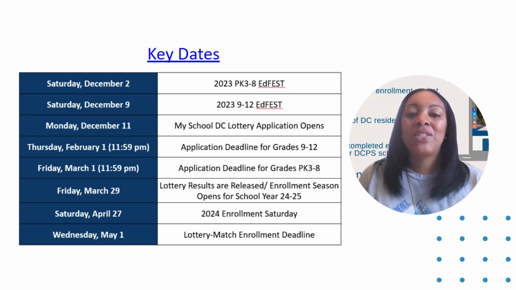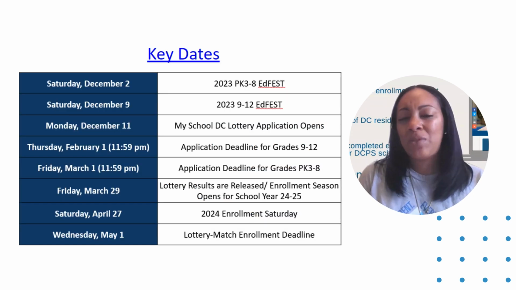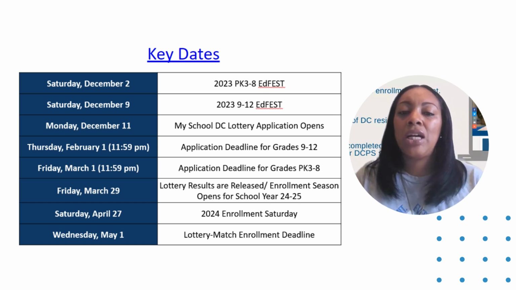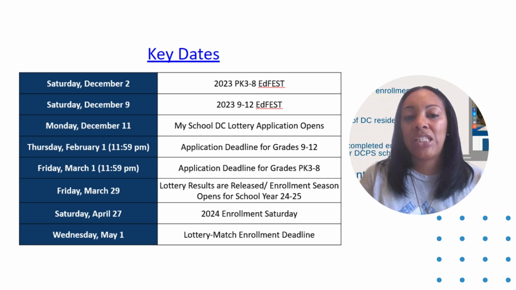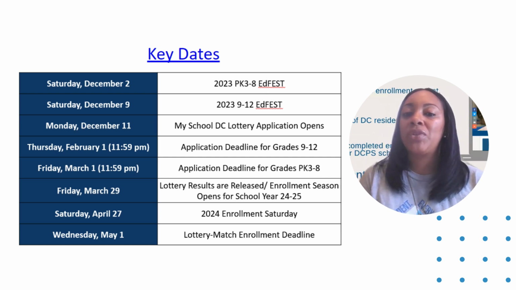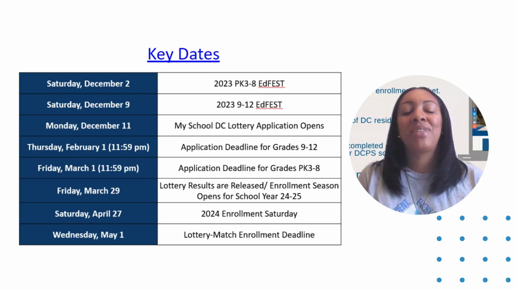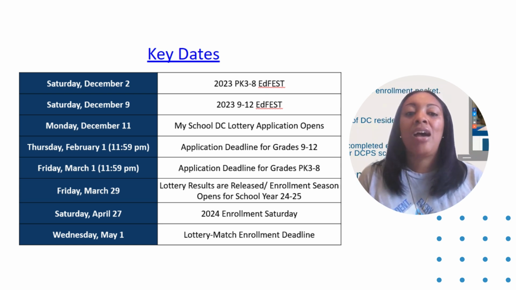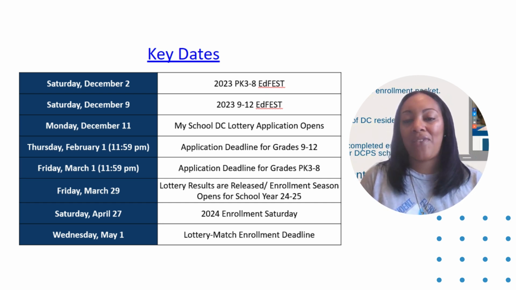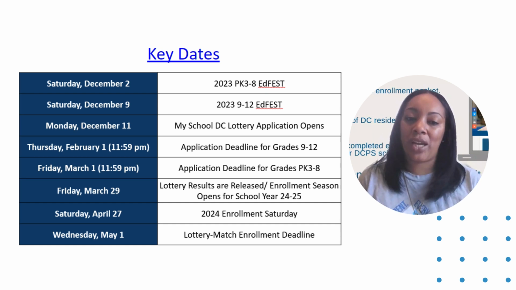So let's talk about some key dates. We spoke about some of these earlier. I mentioned both AFS. So again, Saturday, December 2nd is the pre-K 3 to 8 AFS. Please come out and join us if you're interested in pre-K 3 to 8 options. Saturday, December 9th is the 9th through 12th grade AFS. Come see us if you're looking for anything in 9th through 12th grade.